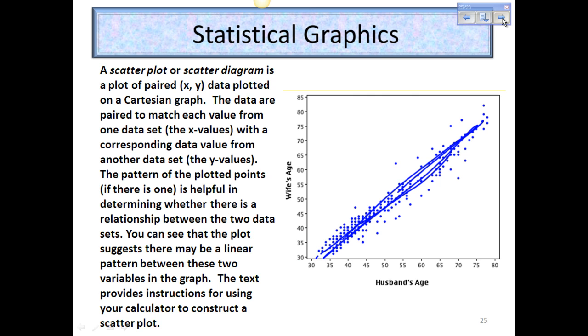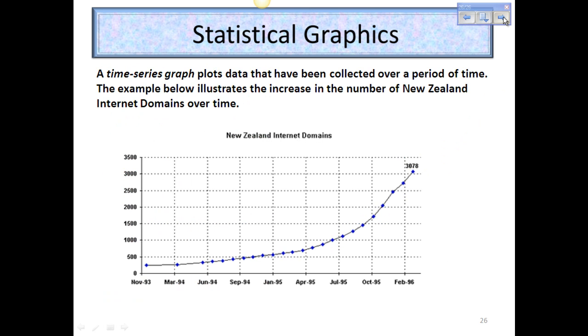those two variables. And the last type of graph that you just need to be familiar with is a time series graph. A time series graph plots data that have been collected over a period of time. The example below illustrates the increase in the number of New Zealand internet domains over time. So it starts in November of 93, ends in February of 96, and you can see that it went from probably about 250 all the way up to 3,078. So that is quite a large increase.